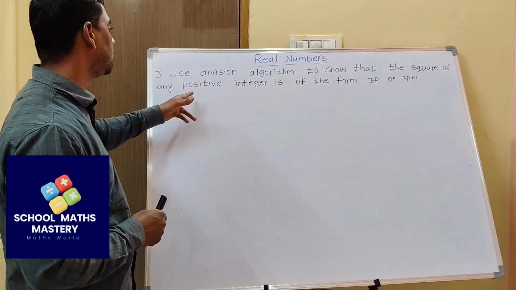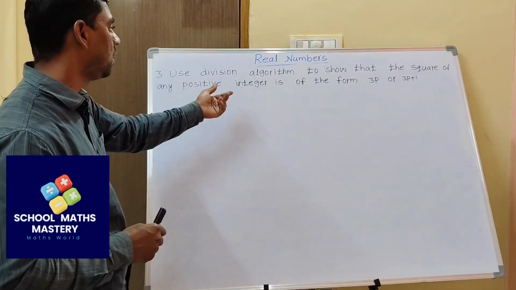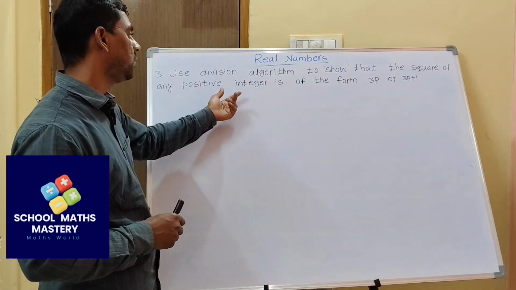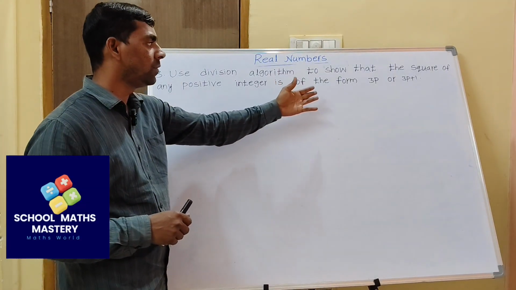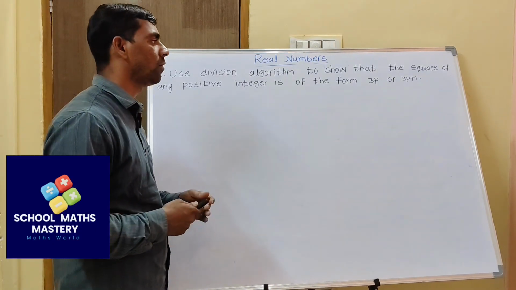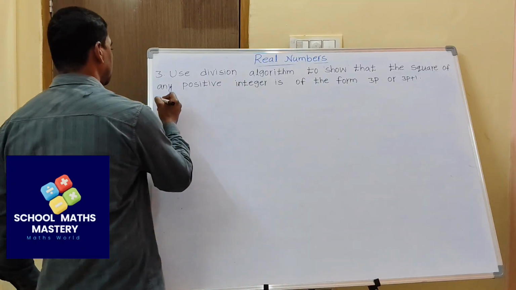Okay. Third question of the exercise 1.1. Use division algorithm to show that the square of any positive integer is of the form 3p or 3p plus 1. Okay. Now solve the problem. Solution.